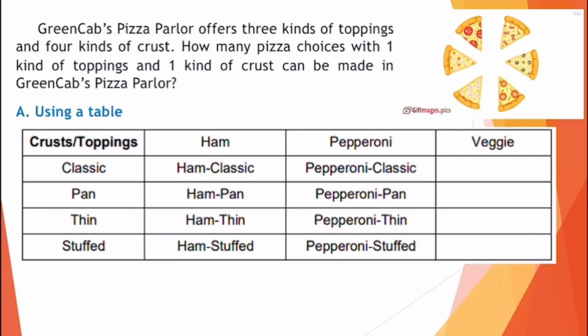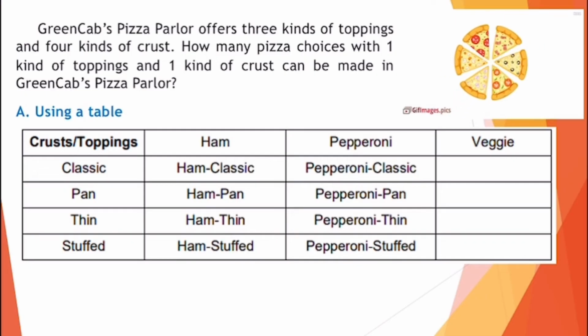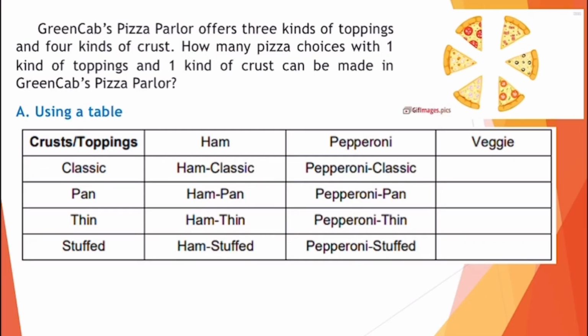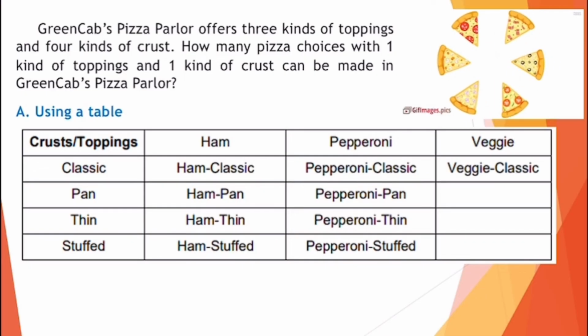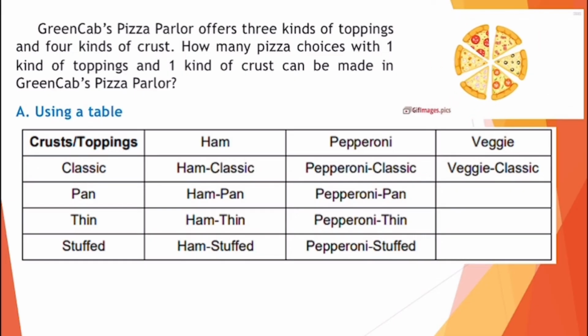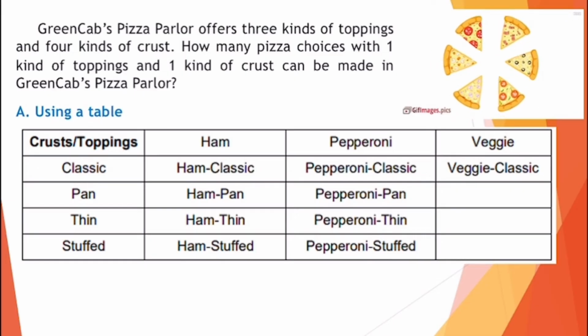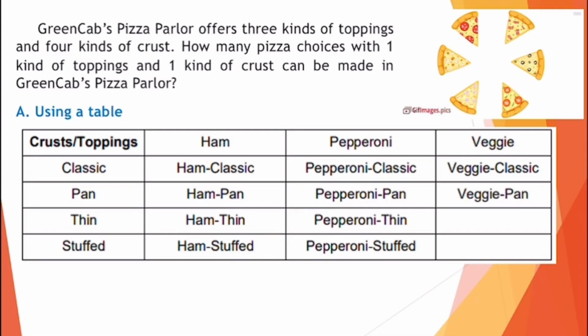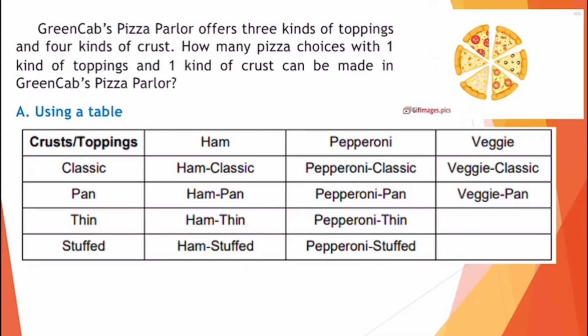Next, for our third column, which is our veggie, if our crust is classic and our topping is veggie, we have veggie classic. If our crust is pan and our topping is veggie, we will have veggie and pan crust.